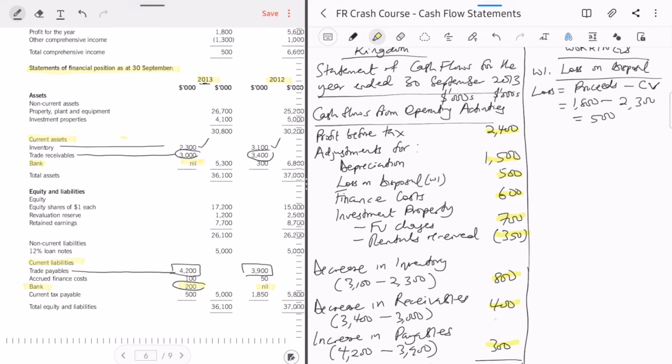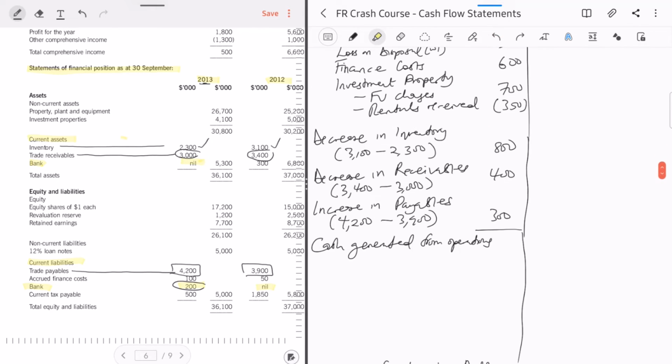That gave me 6,850. So let me clear this. Okay, so I got 6,850. So this is my cash generated from operations. Okay, now once I have this figure, next thing I need to deduct is what? My interest paid and my tax paid.